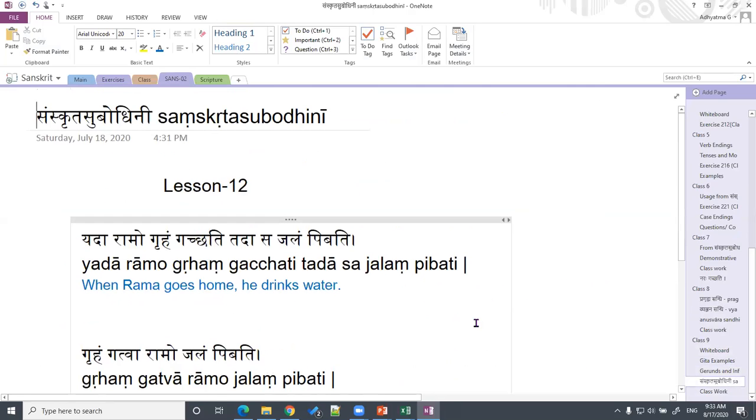So this is from lesson 12 of Sanskrit Subodhini. If you look at a simple sentence, yada Ramo gruham gacchati tada sa jalam pivati. When Rama goes home, he drinks water. Two things here. First Rama goes home and then he drinks water. He is doing 2 actions, going home and drinking water.